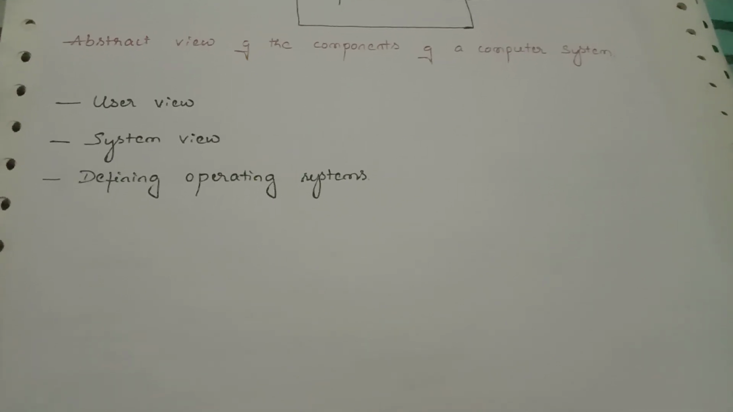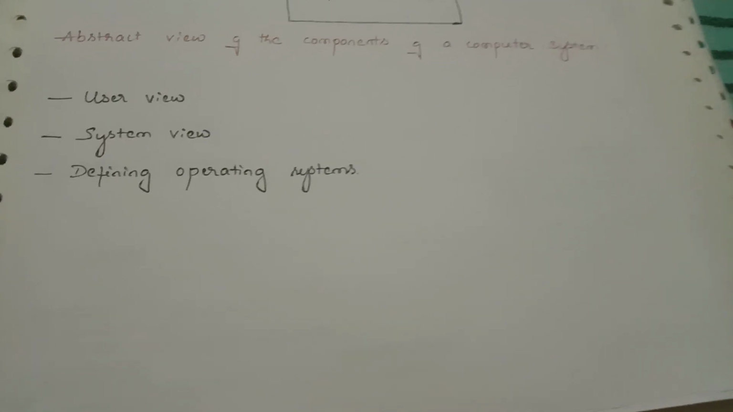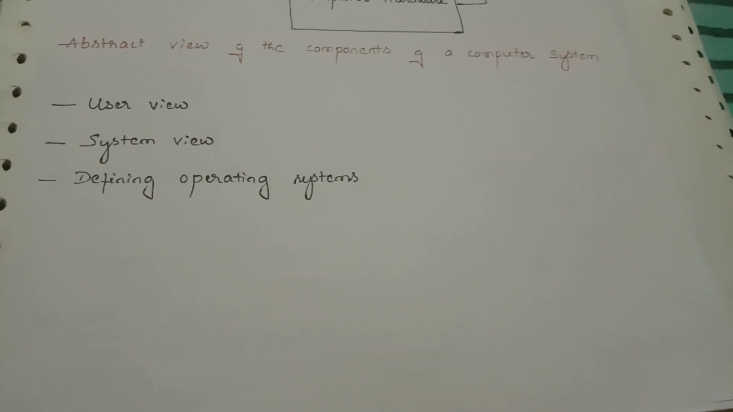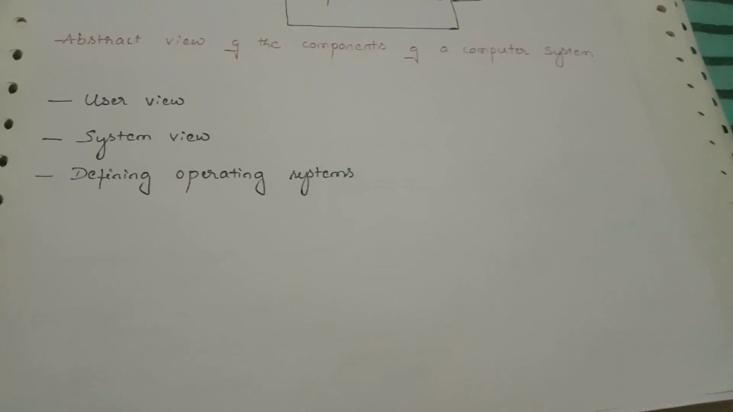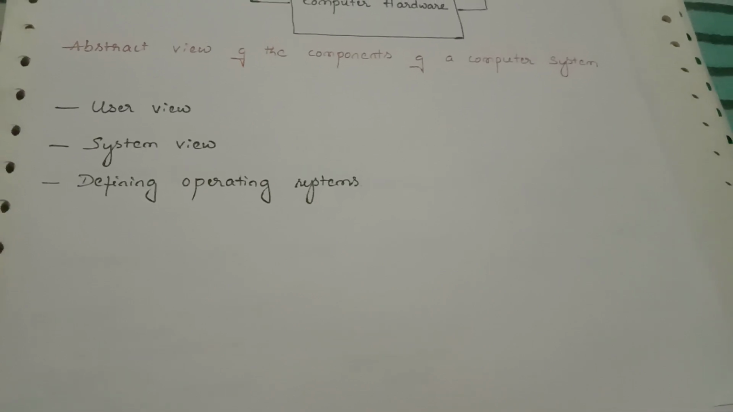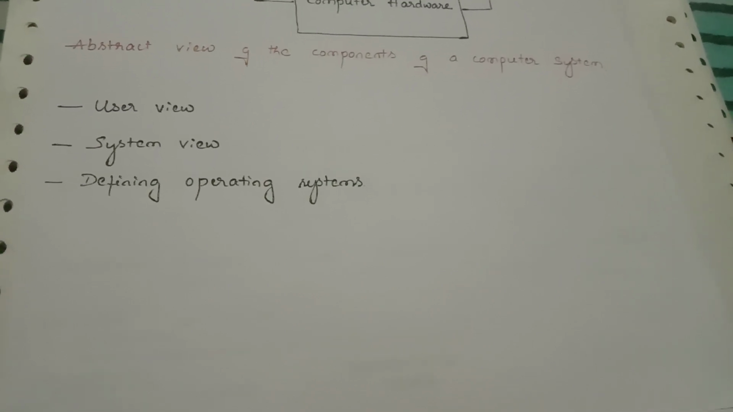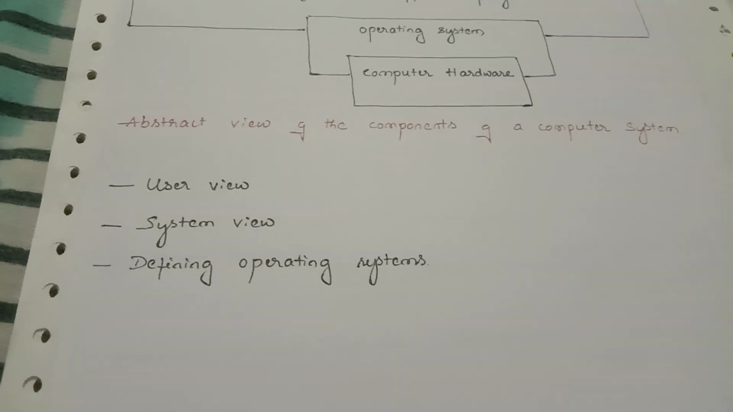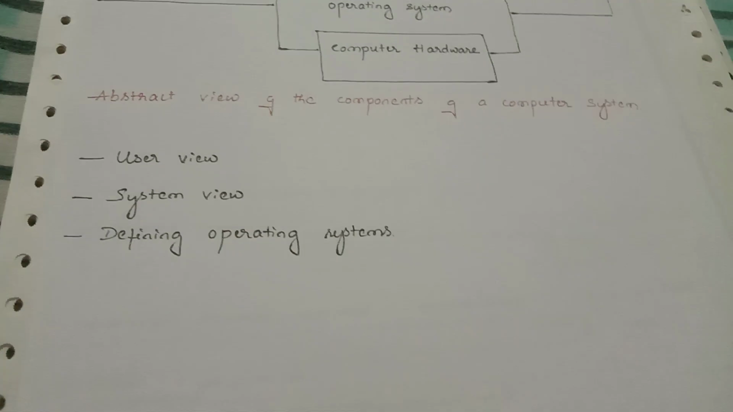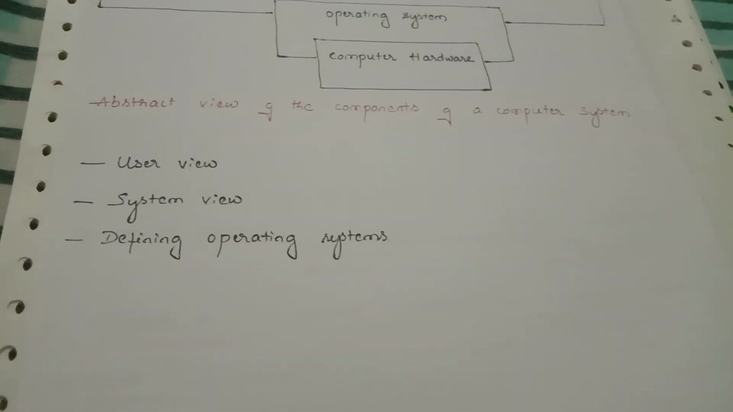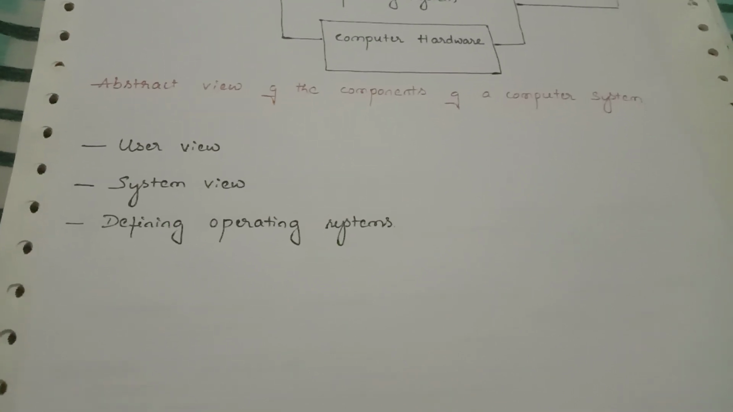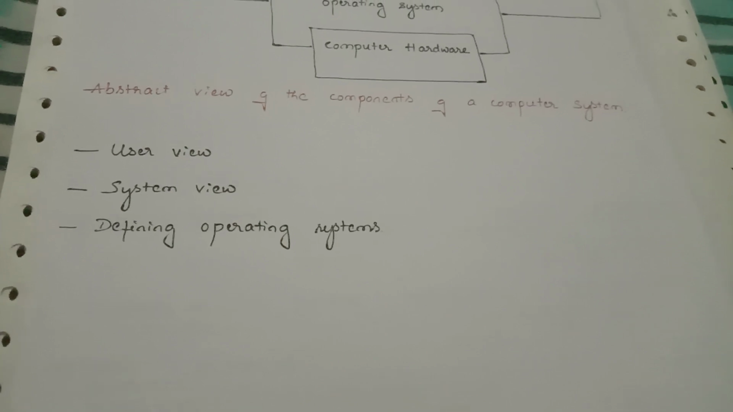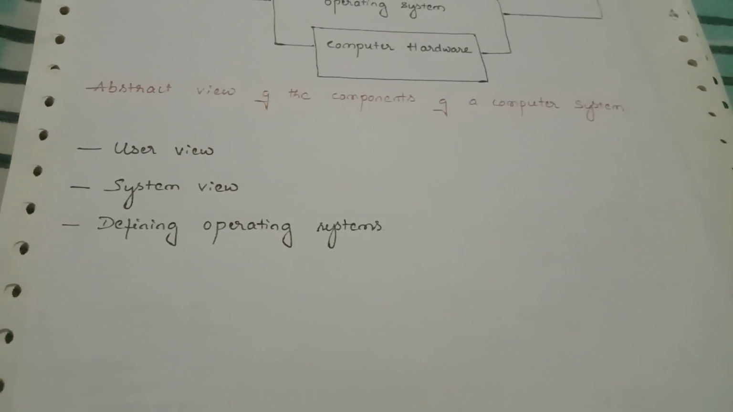From the computer's point of view, the operating system is the program that is intimately involved with the hardware. We can view an operating system as a resource allocator. A computer system has many resources that may be required to solve a problem: CPU time, memory space, file storage space, IO devices, and so on.